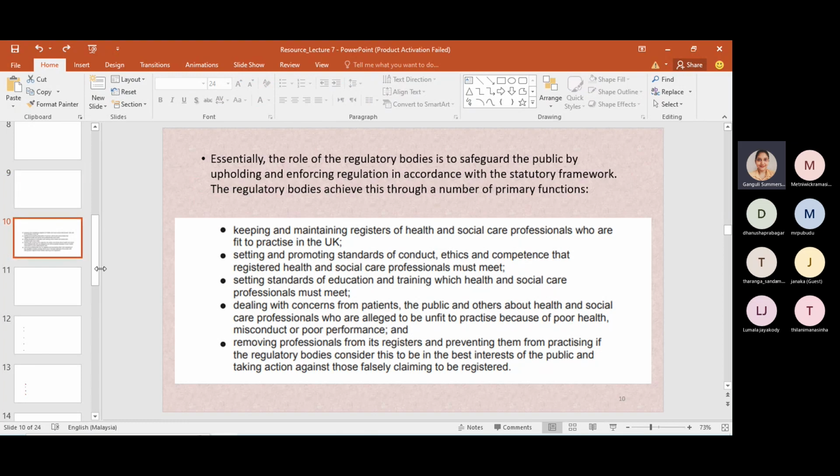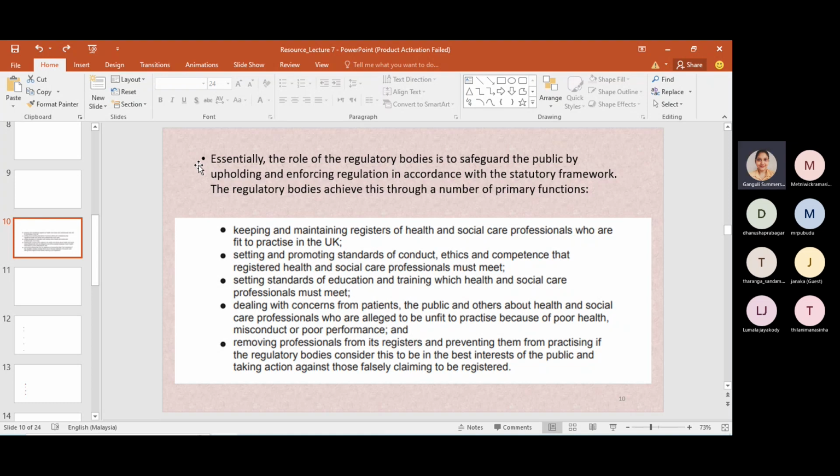Okay, so basically the main role of a regulatory body is to ensure the safety of the public by making sure that people and companies work according to necessary standards. Okay, so that is the main role of a regulatory body, to safeguard the public, to ensure the safety of the public by ensuring that the professionals or the companies work according to necessary standards.